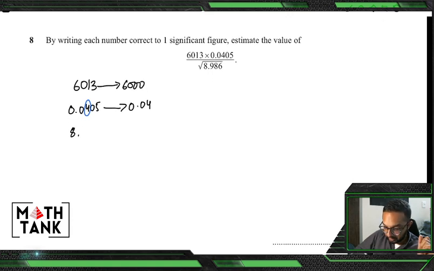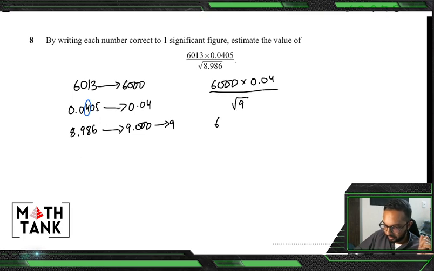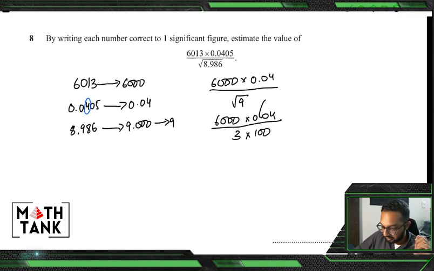And 8.986 correct to one significant figure would be 9.000. That's going to be 9. So 6000 into 0.04 divided by root of 9. Root of 9 is simply 3. I remove the decimal. I get two decimal places, so 100 in the denominator. I cancel out the zeros. 3 times 1, 3 times 20. 20 into 4 is basically 80. So that's my answer for this part.